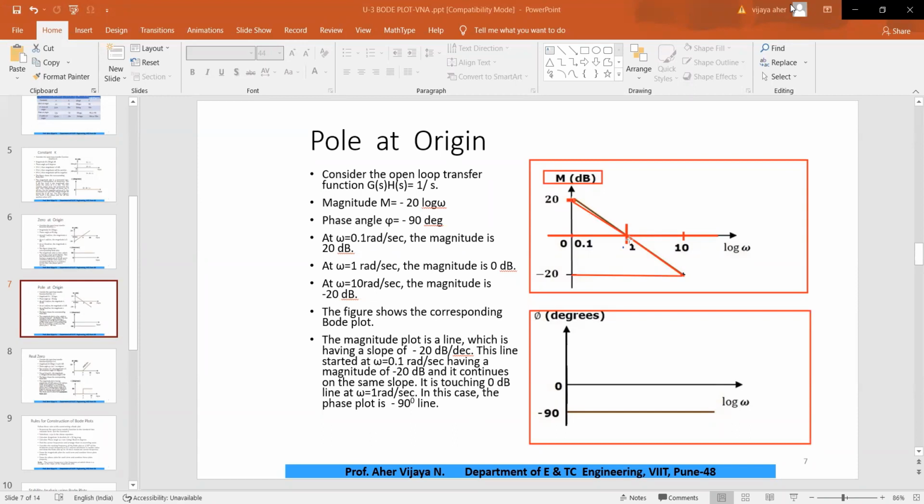Okay. And it continues with the same slope. Does the slope change? No, the same slope remains. Now what happens is that here it crosses the 0 dB line.